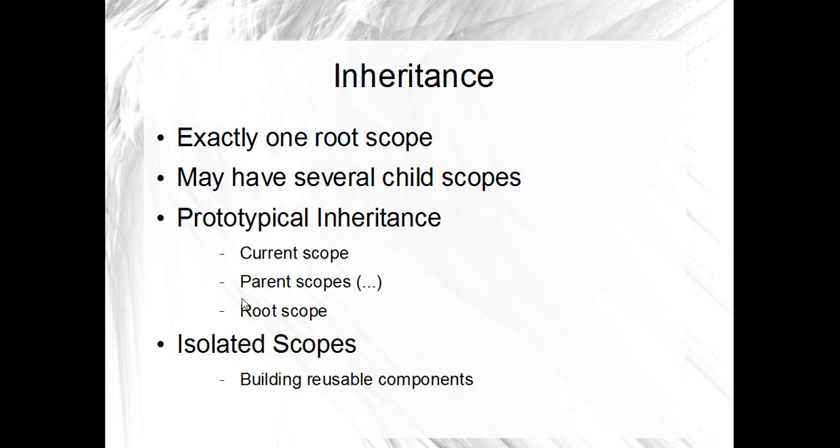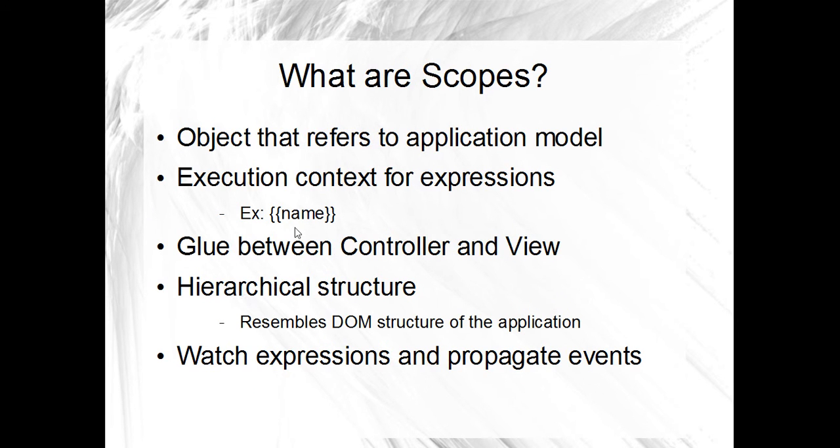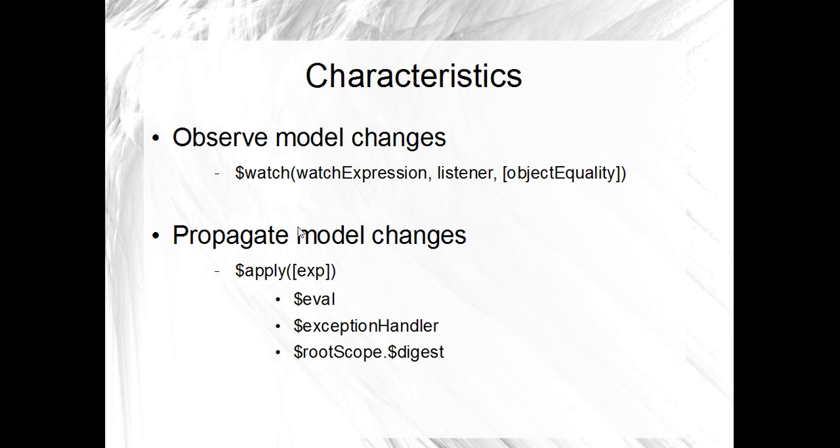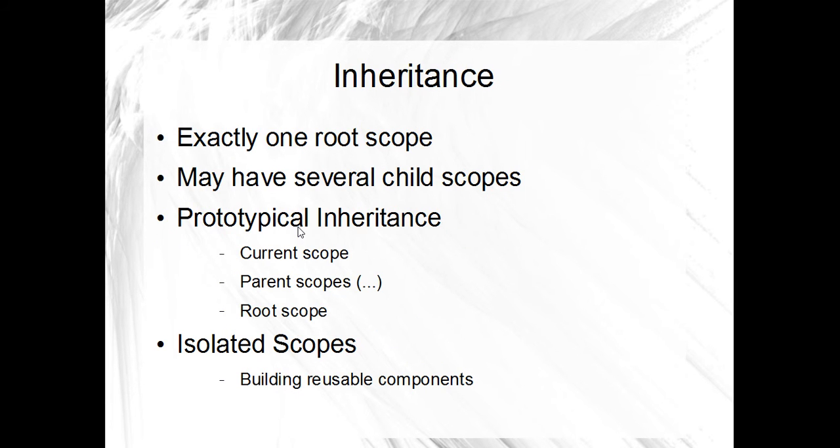For example, when Angular tries to evaluate some expression, say the name expression, like what we were looking at before, the name within the curly braces, say consider this as an example. So it searches for this expression within the current scope which is associated with the given element, for the name property.